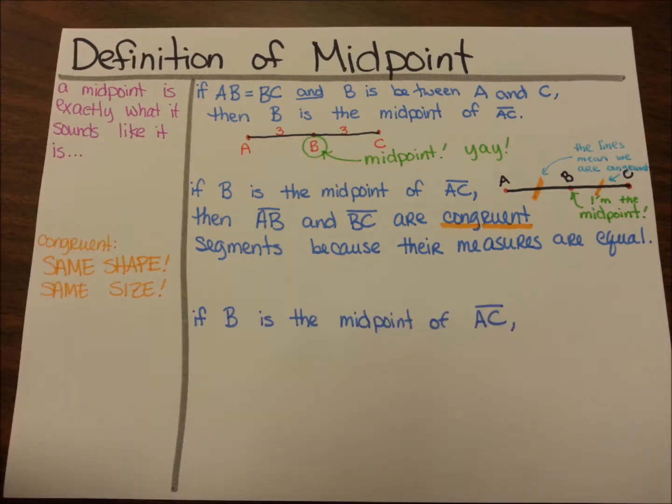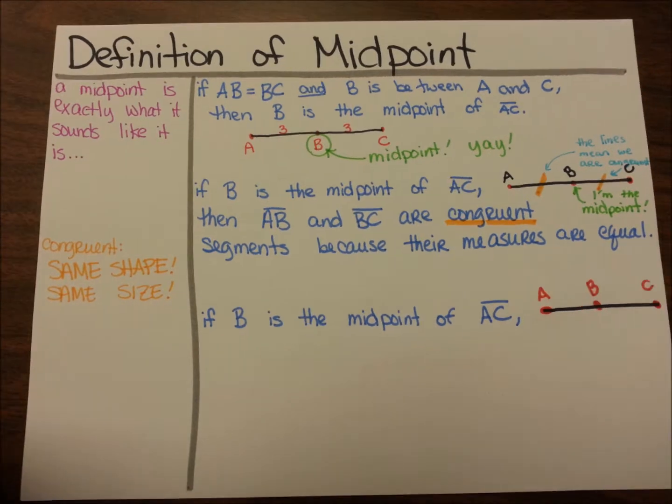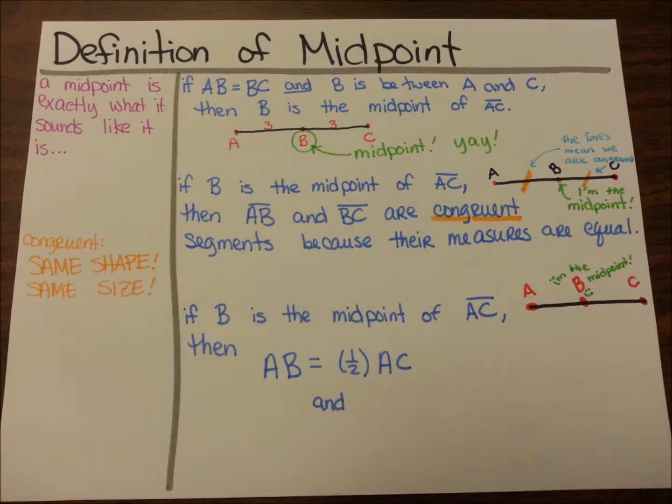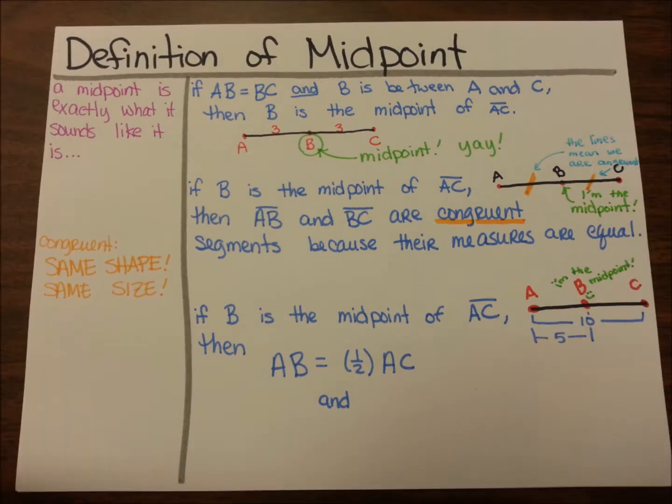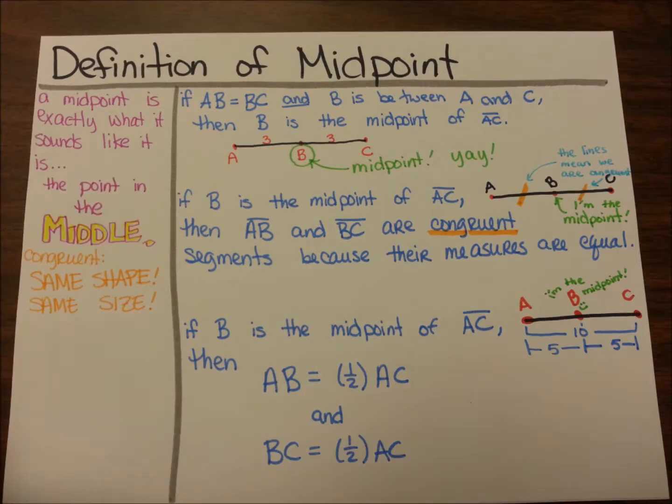The last definition we have for midpoint says, if B is the midpoint of AC, then the measure AB is half of the measure of AC, the total. And BC is half the measure of AC. Again, that sort of makes sense because the word midpoint sounds like it's a point right in the middle, which is exactly what it is.